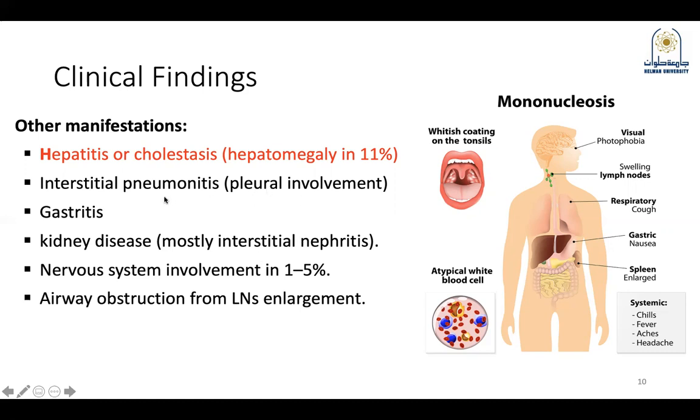Also, the Epstein-Barr virus could cause interstitial pneumonitis in the lungs, and affect the stomach, the kidney with interstitial nephritis, the nervous system, and maybe the lymph nodes. When they are enlarged, they could cause obstructive airway disease.